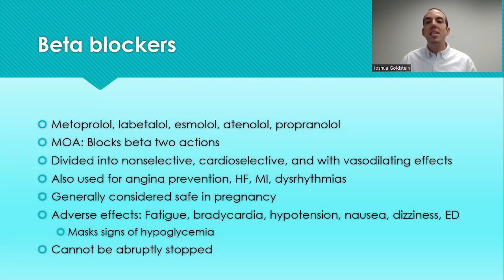So a cardioselective with vasodilating effects, and labetalol would be the classic example of that type of beta blocker. That one is going to lower your heart rate, lower your blood pressure, but it's actually going to lower your blood pressure even more because it has that effect on the vessels themselves. It doesn't only lower your blood pressure by lowering your heart rate, it also lowers your blood pressure by vasodilating.